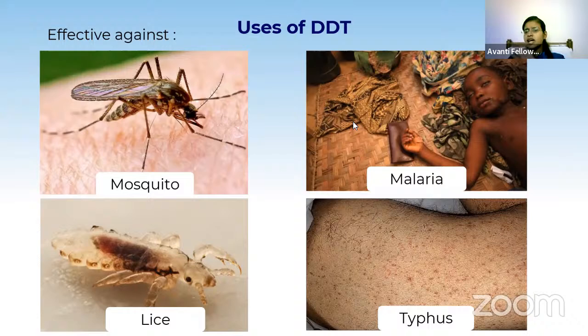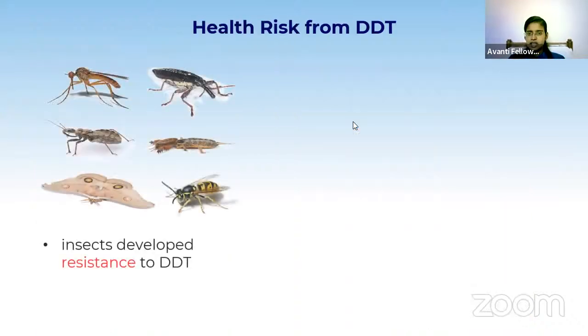Even though it has some uses, it also has some health risks. Let us discuss the health risks. Insects develop resistance to DDT. Once they start consuming it in large amounts, they start developing the resistance. And also it is highly toxic towards fish. Highly toxic towards fish means it is very poisonous to fish.